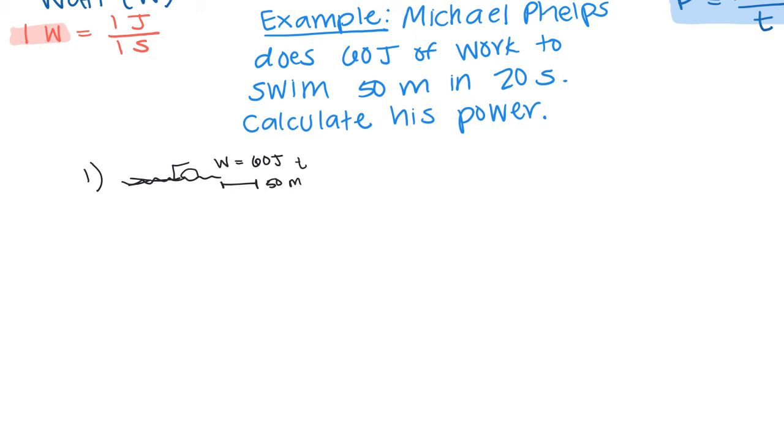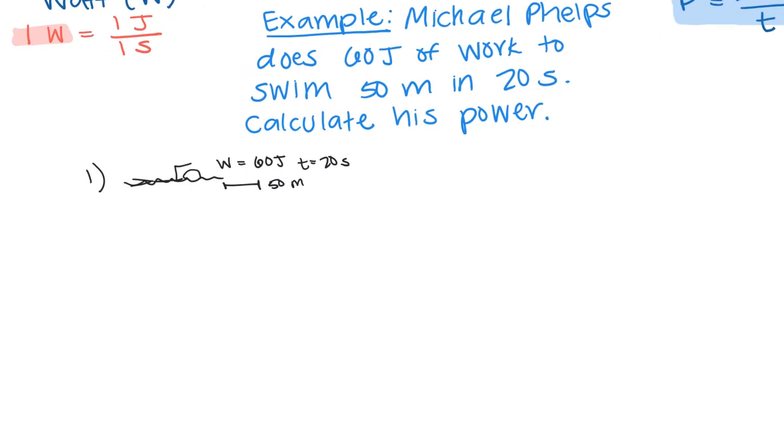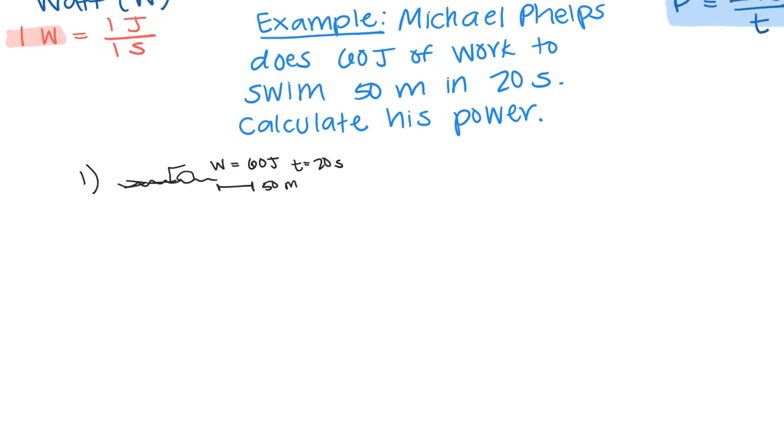And his time is 20 seconds. So he's moving pretty quickly. All right, so that is my step number 1 to solving any physics word problem. I've drawn out the problem and I've written and labeled that picture a little bit.